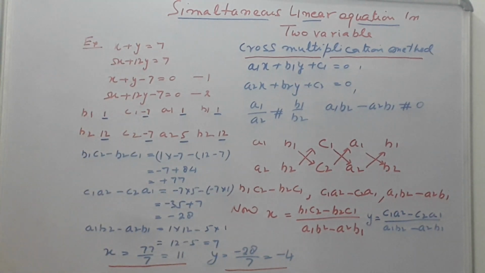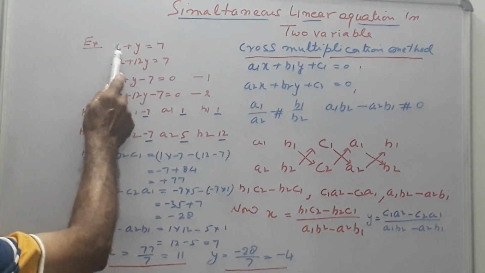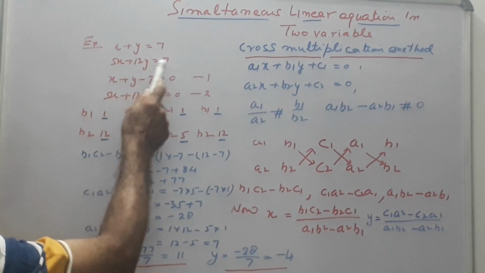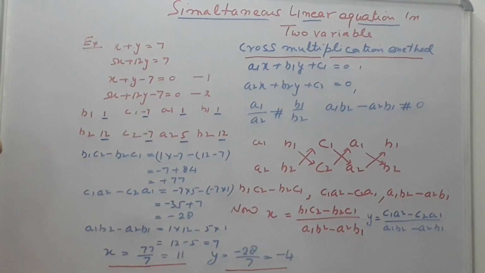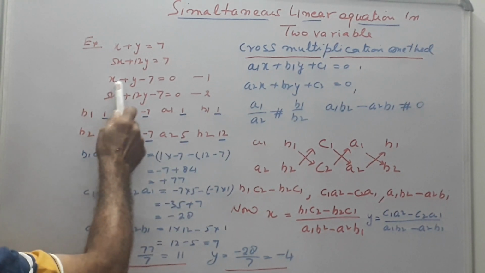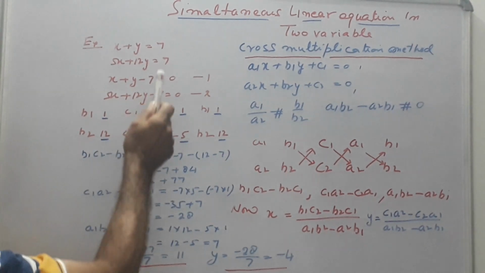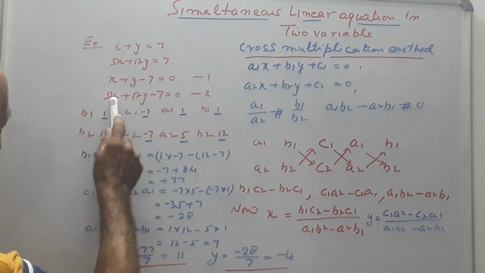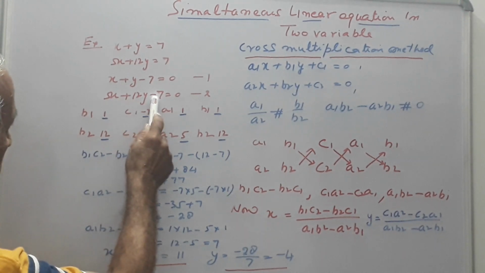Now taking one example, suppose x plus y is equal to 7 and 5x plus 12y is equal to 7. Two equations are given. First we will write these equations in the manner x plus y minus 7 is equal to 0. Here the constant term is taken to the left hand side. And the second equation is 5x plus 12y minus 7 is equal to 0.